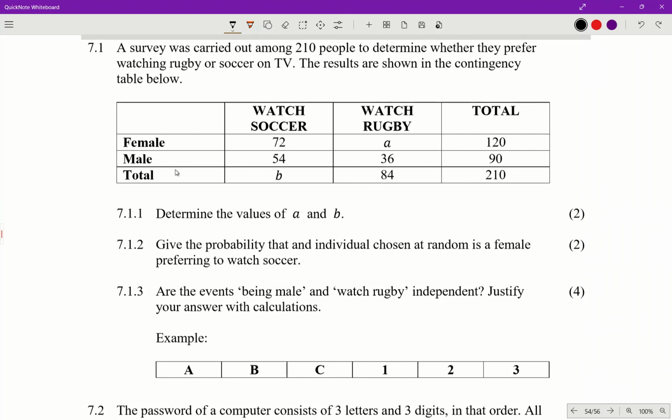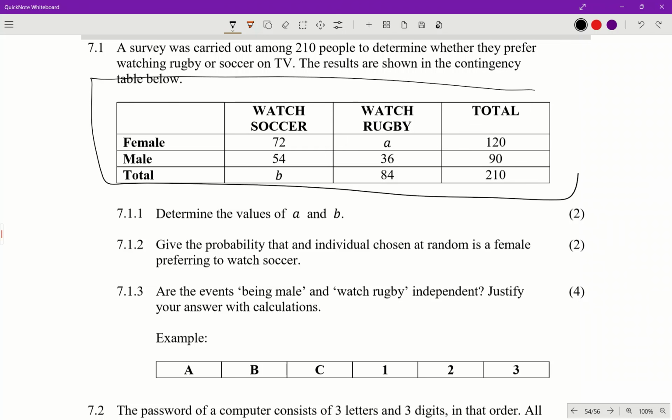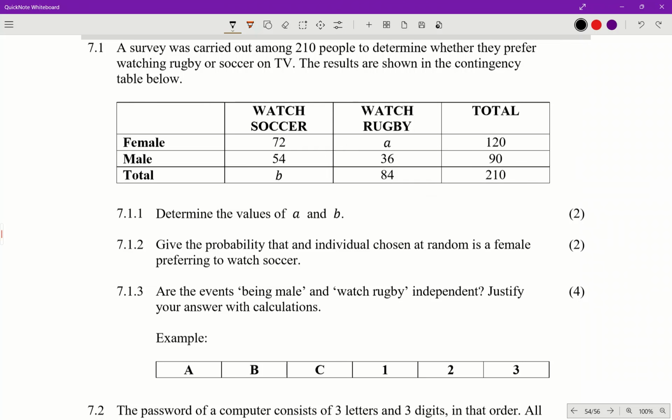You're welcome. So a survey was carried out among 210 people. That's the sample size. Determine whether they prefer watching the result. This is called the contingency table. You see here, they wrote it for you. Maybe one day they'll ask you the name of the tables that you see above. You don't even know, guys. You see, guys, this is a contingency table.